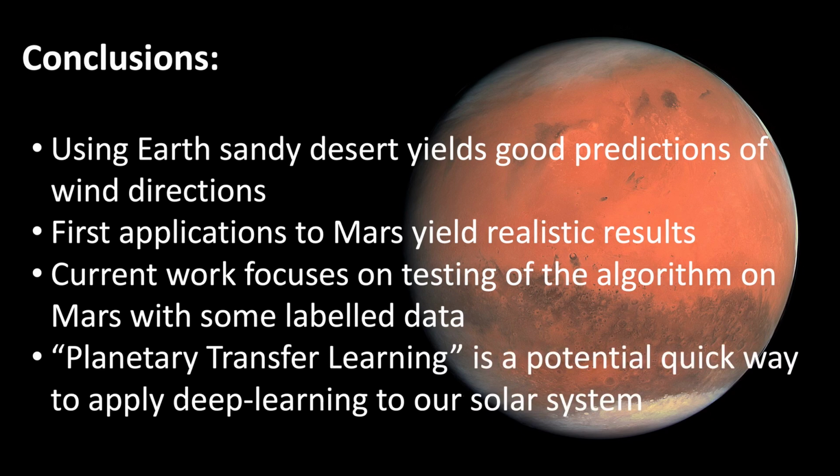But I do think that planetary transfer learning is a potential quick way to apply deep learning to our solar system because we have a lot of labeled data on Earth. And if it works on Mars, then there's no reason why we cannot use our algorithm on Venus or other planets.